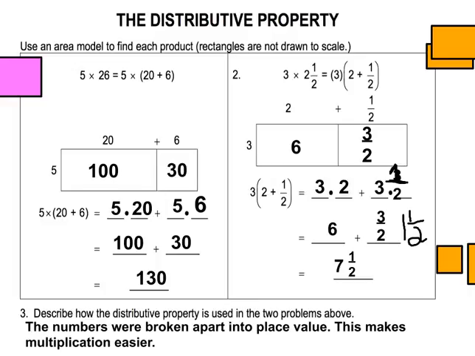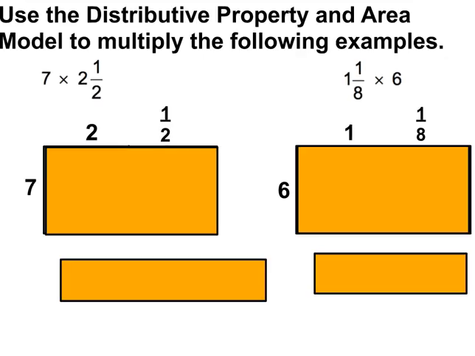Okay, so here we go. Use the distributive property in area models to multiply the following examples. Set your area model up for 7 times 2 and 1/2 and 1 and 1/8 times 6. And go ahead and multiply it, get your answers. I'm going to have you take 5 minutes for this. You may need to think about this a little bit.